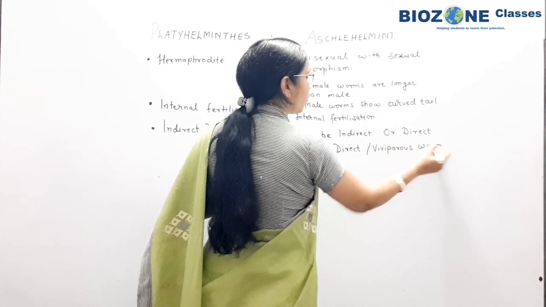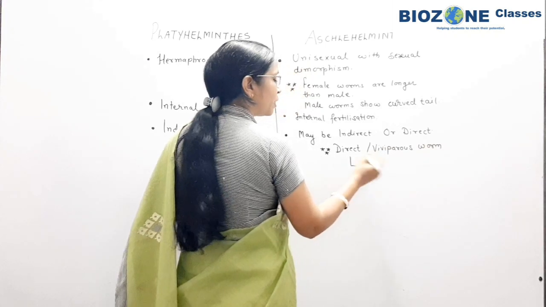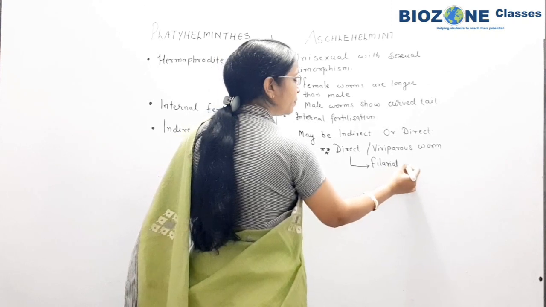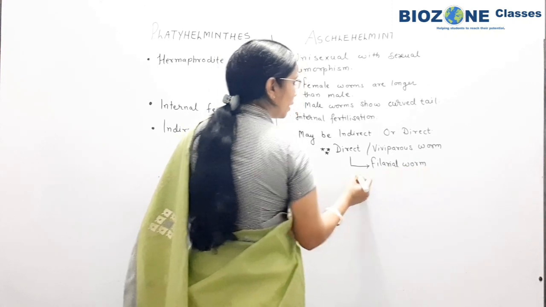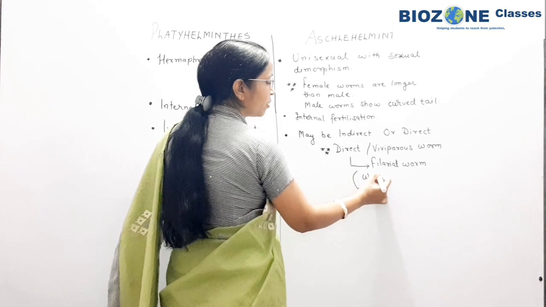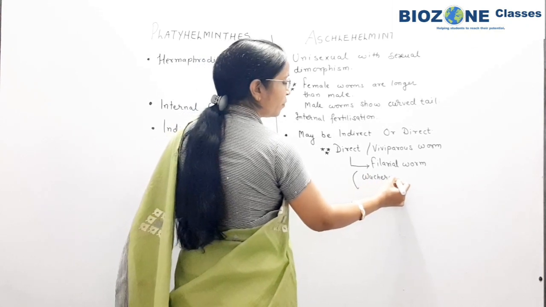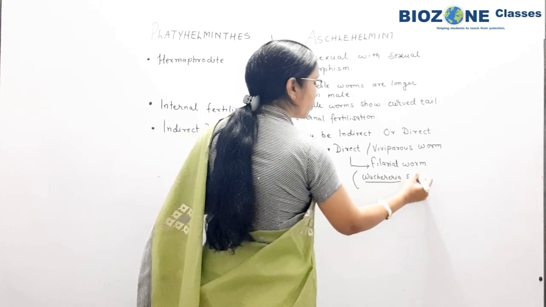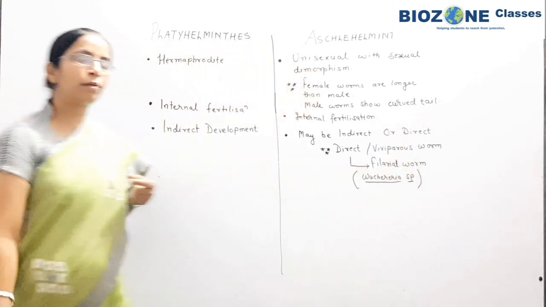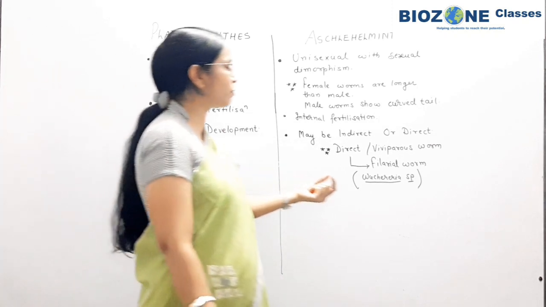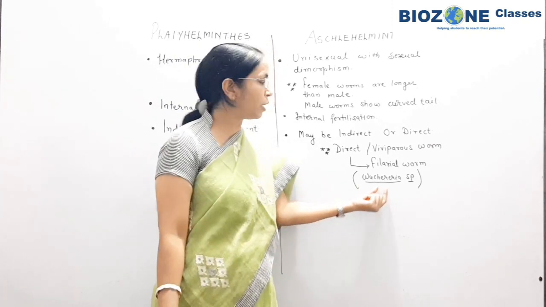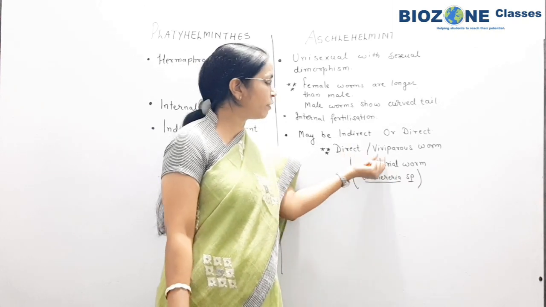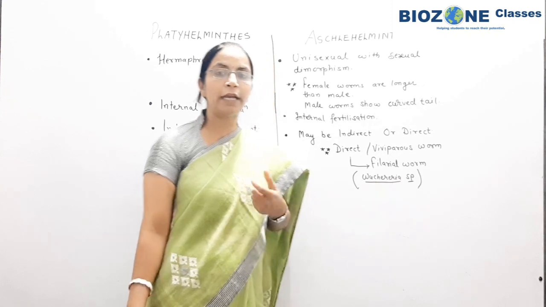So remember direct development and viviparous worm are present in the filarial worm, and the filarial worm is Wuchereria species. That species we later study in human health and disease. So remember Wuchereria is a filarial worm. It is showing direct development, or it is a viviparous worm. It is also called the midnight worm.